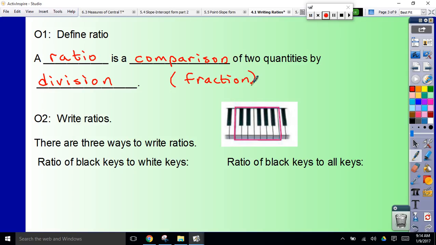So if we were to write a ratio to express the ratio of black keys to white keys in this section, I have 1, 2, 3, 4, 5 black keys to every 1, 2, 3, 4, 5, 6, 7 white keys. So there's a ratio of 5 to 7. And that's how I'd write it, just using words. Does anyone know another way I could write it?